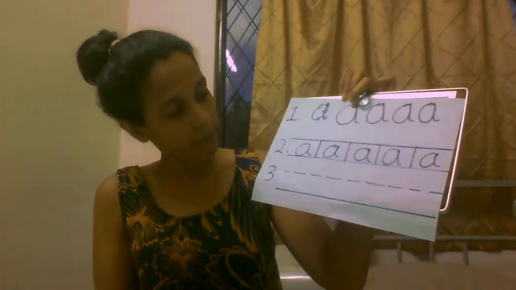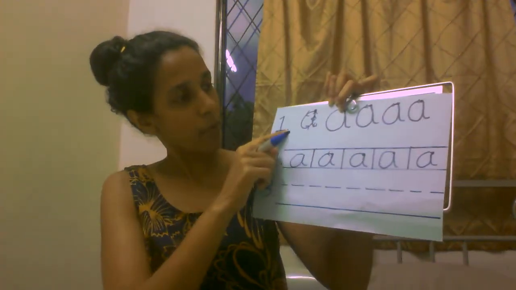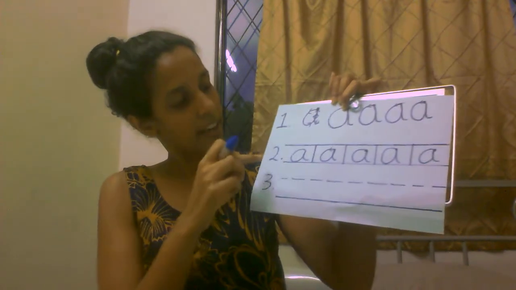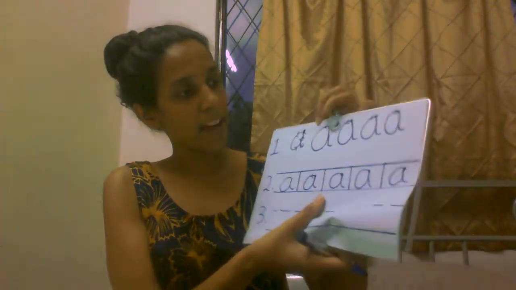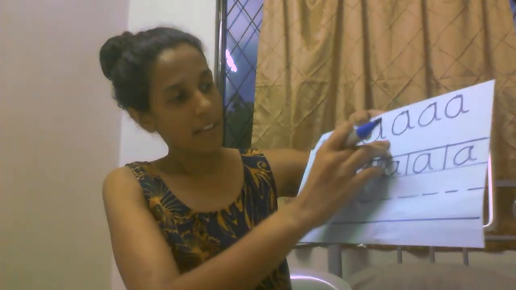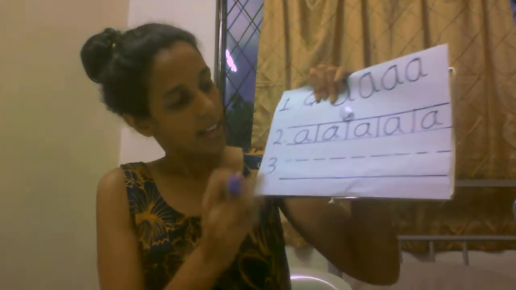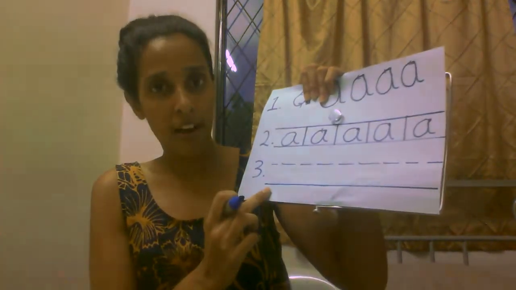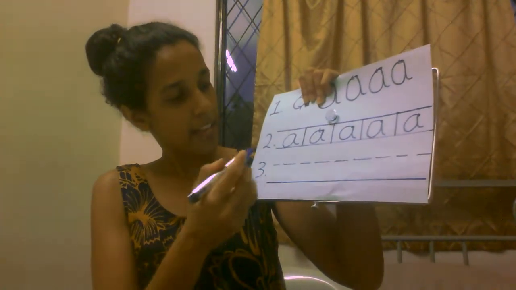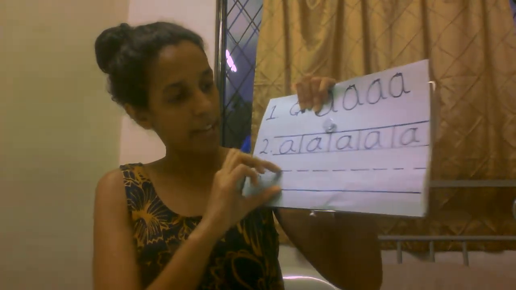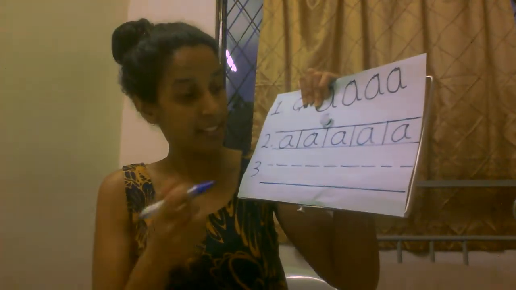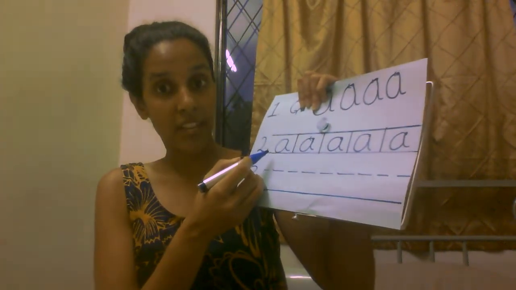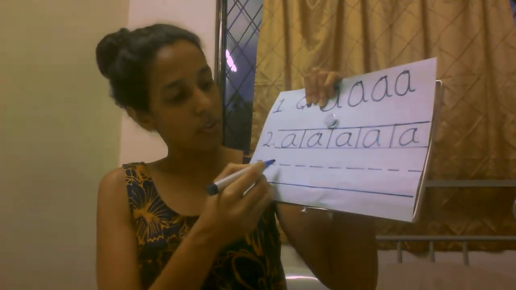Okay, so we've done step 1, which is free writing without lines. Step 2 is inside the boxes, and step 3, which is the final step. Now the final step, you've got to give them 2 lines. Okay, and these 2 lines are mainly used to write small letters or lowercase letters, and in this case we are writing the lowercase A.